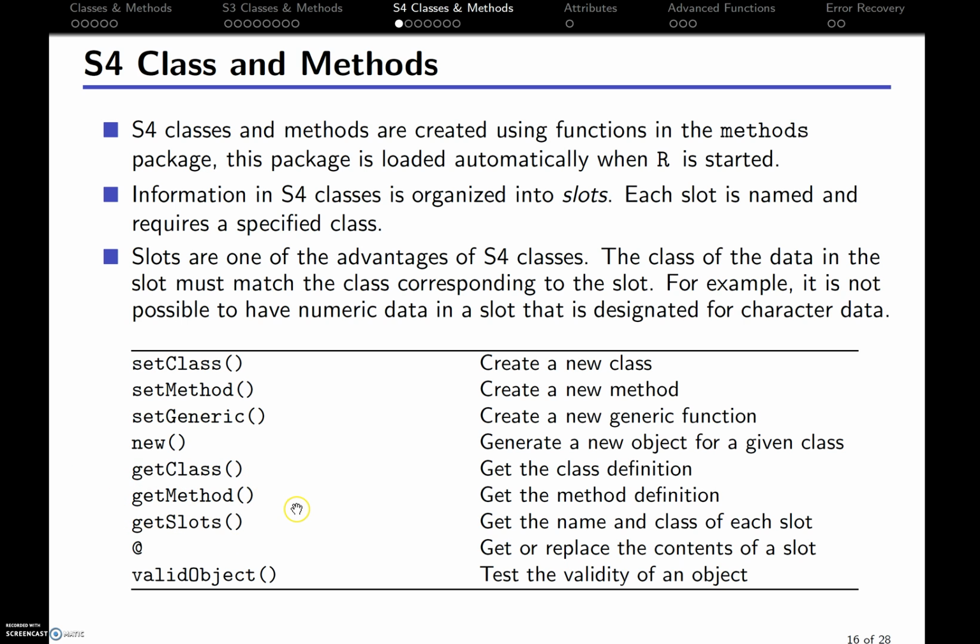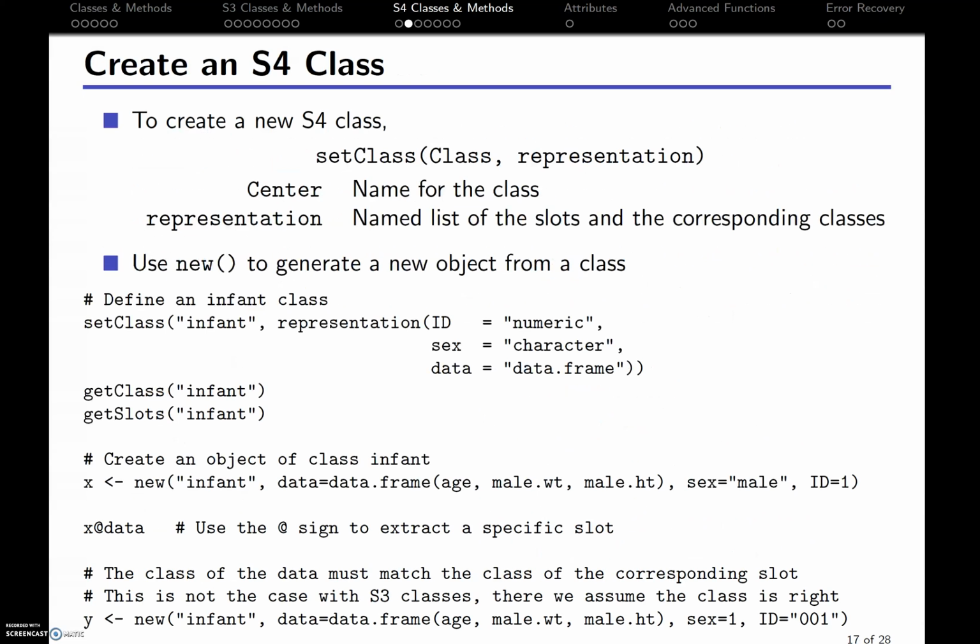getMethod gets you the method definition. getSlots gets the name and the class of each slot. at gets or replaces the contents of a slot. So this is much like the $ operator, or can kind of function like that. And then validObject will test whether or not your object is valid for that S4 class definition or method.